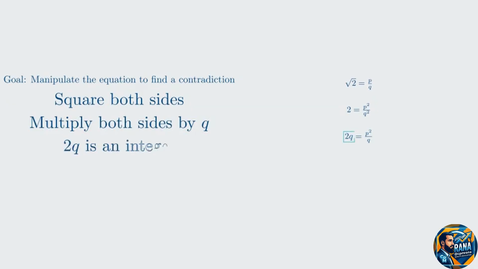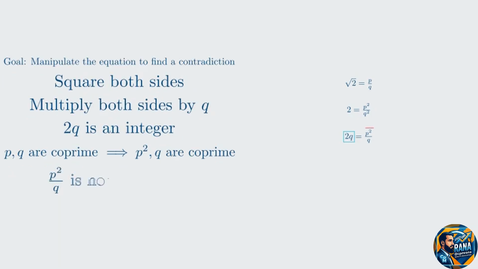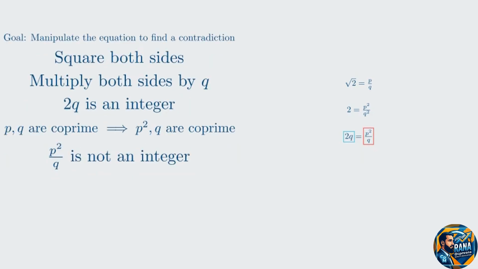Let's analyze what we have here. On the left side, since q is a natural number, 2 times q must be an integer. Specifically, it is an even integer. However, look at the right side. P squared over q. Remember our starting condition, p and q are coprime natural numbers greater than 1. Since they share no common factors, p squared and q also share no common factors. Therefore, p squared divided by q cannot be an integer, it must be a fraction. This brings us to a contradiction. An integer cannot be equal to a non-integer fraction.